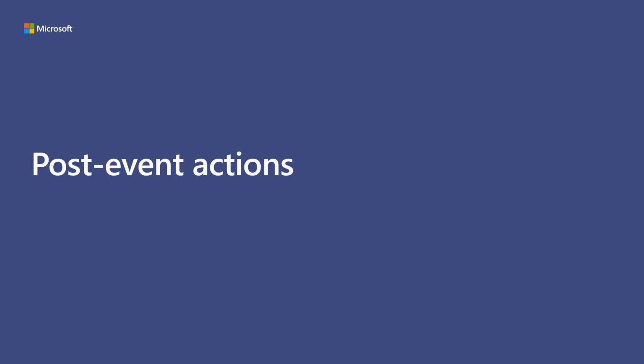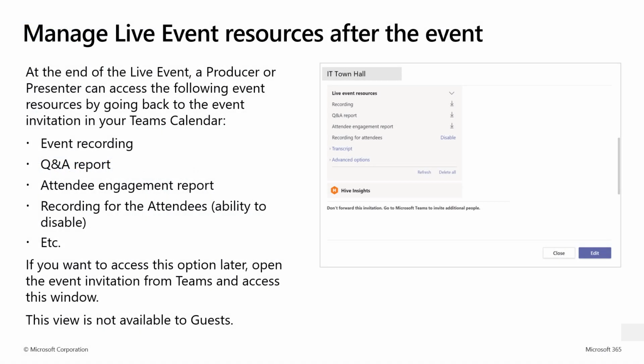Lastly, we have our post-event steps. When you're done, you can go back to the live event that you scheduled in Teams, and you'll have a set of resources available to you. Again, the listing of resources will be dependent on whether you produced the event in Teams or whether you produced it in an external encoder. If you did it in Teams, you're going to get a bunch of things like the recording, the Q&A report, the attendee engagement report, and so forth.